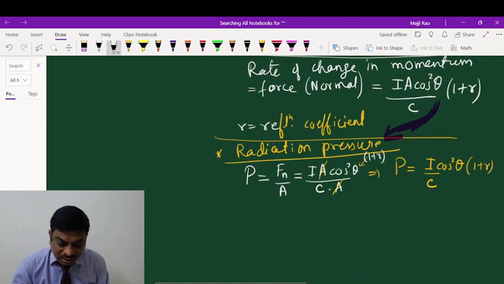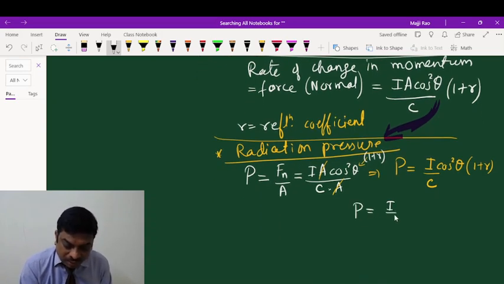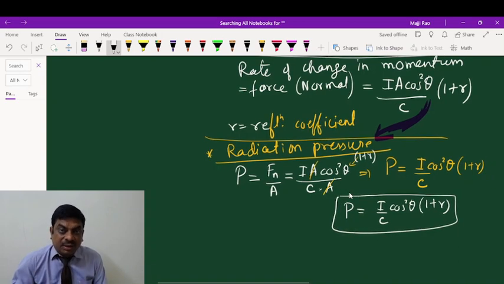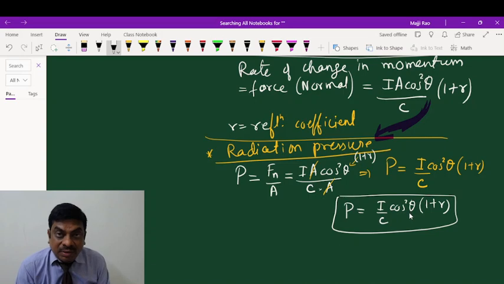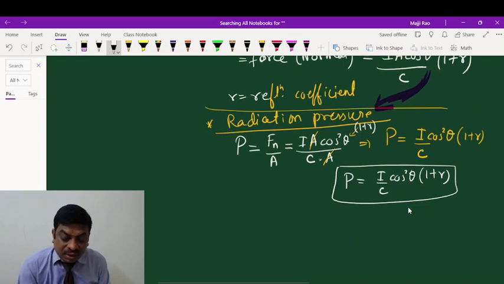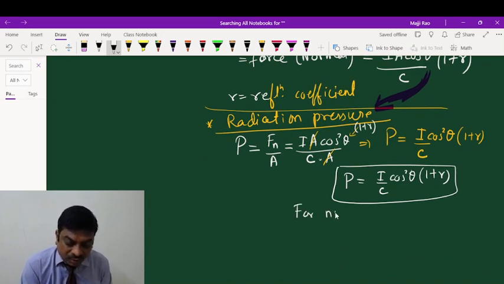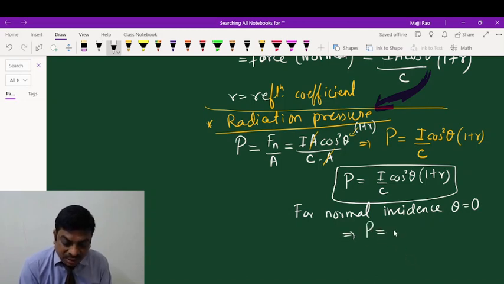I hope that is clear. This will be very useful, students, for solving competitive exam questions, so please keep in mind this important formula. If the light is incident perpendicular to the plane, then theta will be 0, cos 0 is 1, then only I by c into 1 plus r will be there. So for normal incidence, theta equal to 0, the pressure is I by c into 1 plus r, which we have already found.